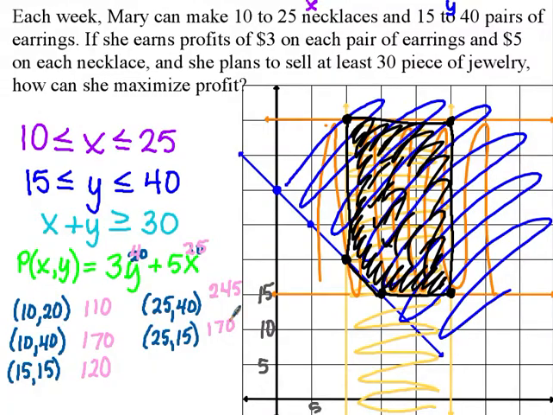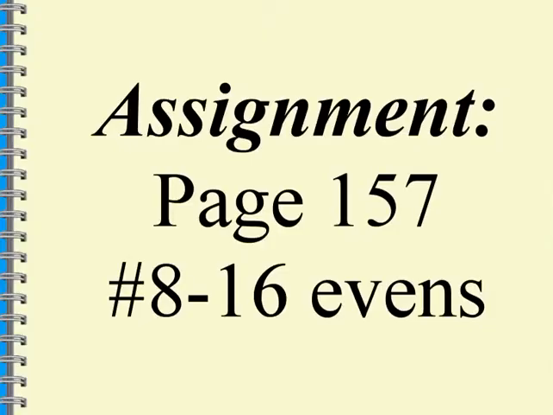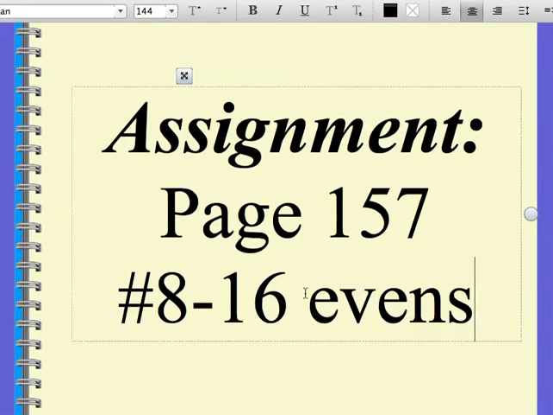Okay, your assignment then. There's way too much. Page 157, you have 8 through 16, the evens. Actually, I will cut that back. 8 through 14, the evens. Okay? So 8 through 14, the evens.